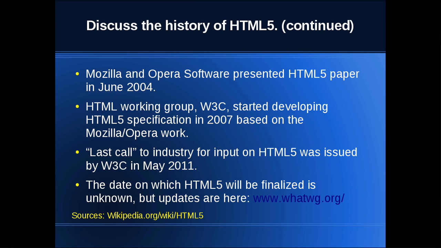Mozilla and Opera Software presented an HTML5 paper back in June of 2004. The HTML working group known as W3C started developing the HTML5 specification in 2007 based upon Mozilla and Opera's work. They issued a last call to industry for input on HTML5 back in May of 2011. The final revision of HTML5 will be finalized on an unknown date, but you can get updates at www.whatwg.org. And the source for this info again is wikipedia.org.